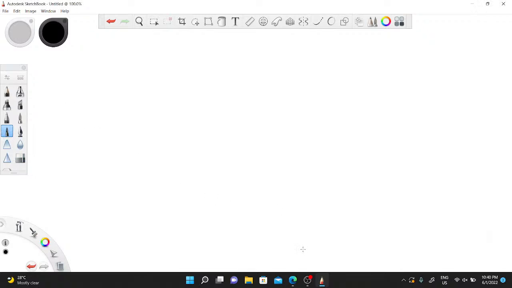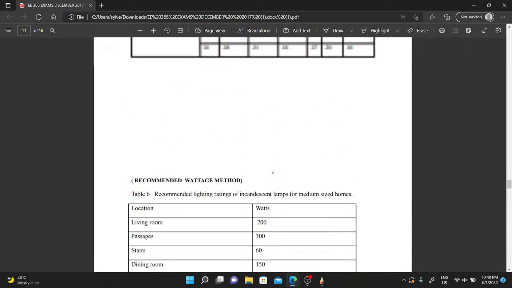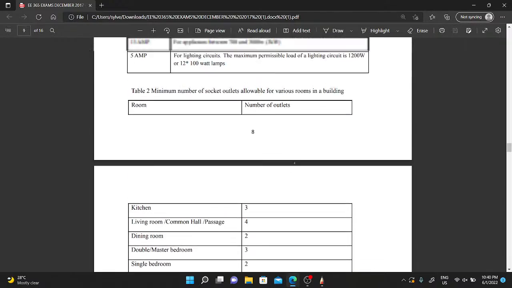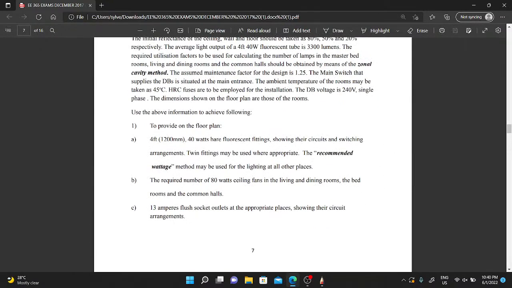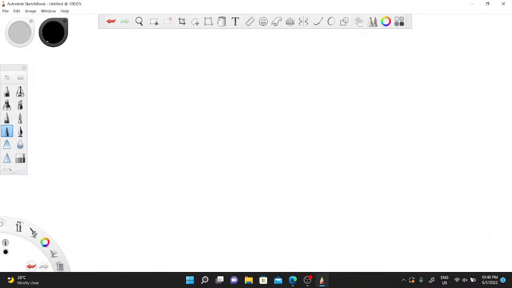Yes. So we've answered B. We've used the recommended wattage to find the number of lamps in the remaining rooms. Now part B says the required number of 80 watt ceiling fans in the living and dining room, bedroom, and common hall. So we're supposed to find the number of fans. Next is the number of fans in the living and dining.